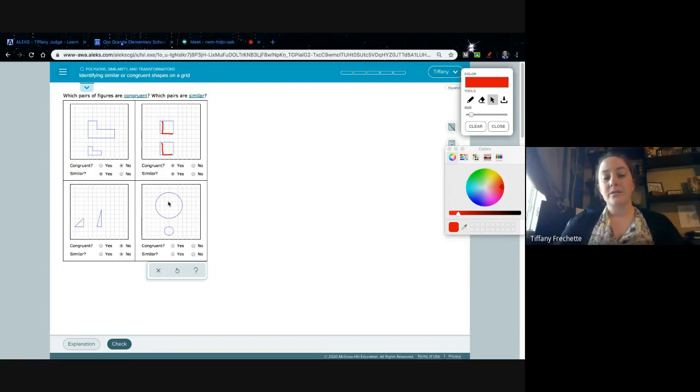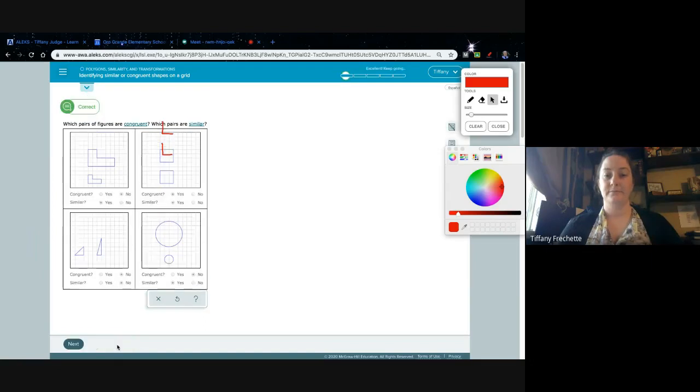All right, now we have a big circle, a little circle. Right away, I'm going to click no incongruent because they're different sizes. But every circle is similar to every other circle you've ever seen. So like this circle is similar to my color circle over here, and it's similar to this little bullseye circle that I have on top of it, and then it's similar to this little dot circle over here. So all circles are similar. So we click yes and check. And we get a point.